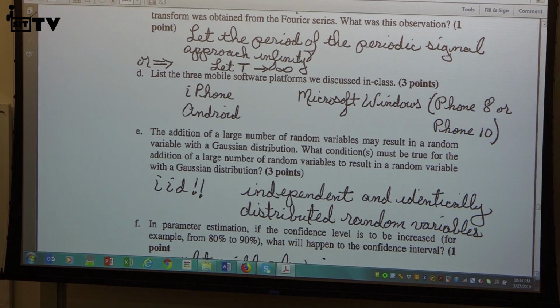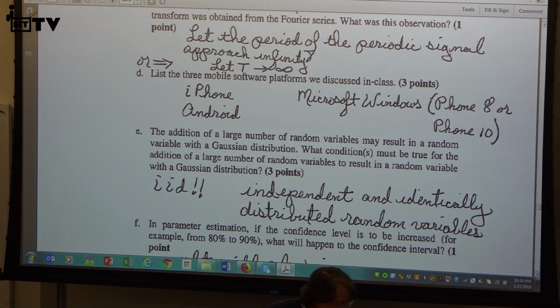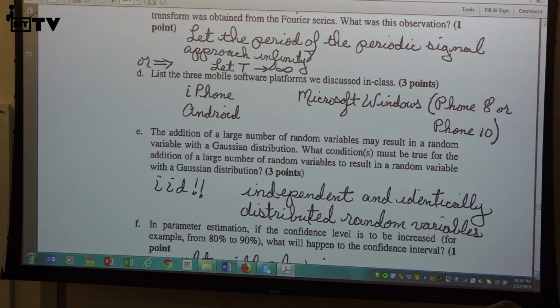All right, I like question F. I really do. Let me know if you can get it. Come on. This, I think, is the last one, or next to last one. Oh, my legs. All right. If the confidence level is to be increased, what will happen to the confidence interval? If you want to go from 80 to 90% confident, what happens to the interval? It increases.